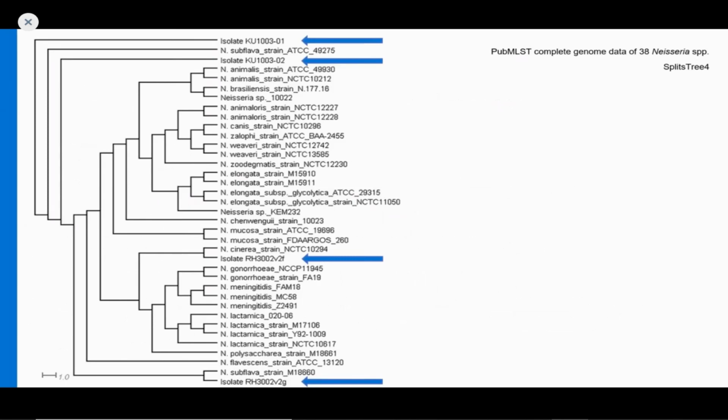Lastly, we did a complete genome sequence alignment using the contigs from the sequencing and complete genome sequences from pub-MLST. And this is the splits tree analysis, and you can see that 3 of the isolates align on the tree with subflava, and our isolate that was identified as Neisseria cinerea does match up with cinerea on the phylogenetic tree. So this gave us great confidence, along with the other data, that we have 3 isolates that are Neisseria subflava and 1 that is Neisseria cinerea.